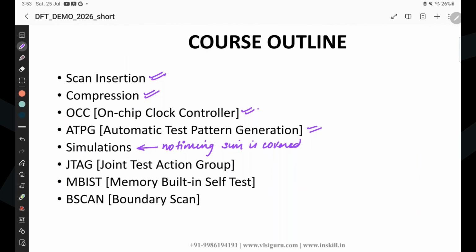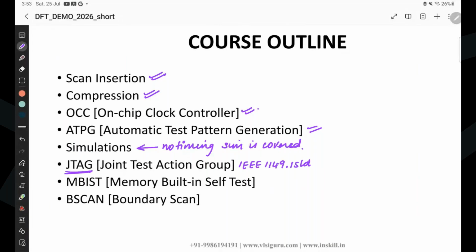Okay, so for simulations, as of now, only no-timing simulation is covered in our DFT course. And then we will be covering JTAG. JTAG's full form is Joint Test Action Group. It's an IEEE 1149.1 standard.